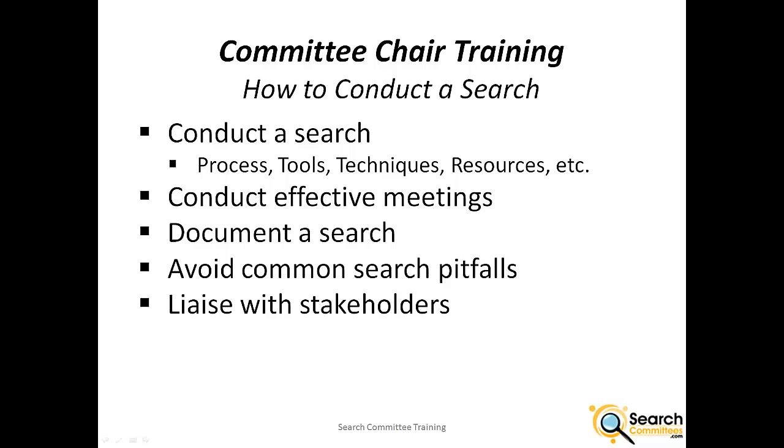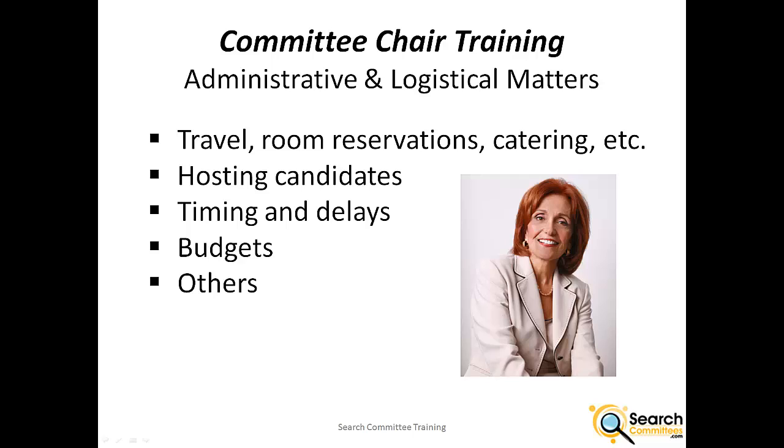The key is the search committee chair should be trained and oriented toward these sorts of ideas. There are lots of rules and policies and procedures on every campus about how you spend money, how you entertain candidates, the time frame for searches, where budgets are located. We won't spend a lot of time here, but needless to say, the chair should know these things as he or she embarks on leading the committee.